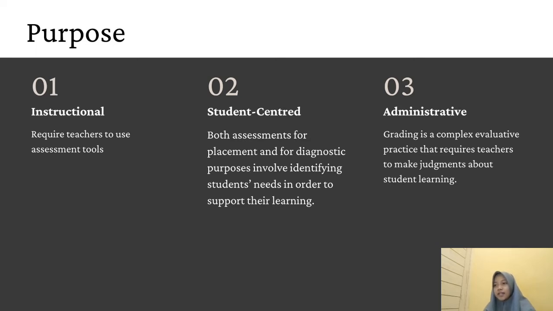And the last one is administrative. Grading is the process of summarizing student achievement using a numerical scale such as 78, or ordinal scale such as A, B, or C. Grading is a complex evaluative practice that requires teachers to make judgments about student learning. Grades are used most notably to make public statements to students, parents, and principals about student achievement.